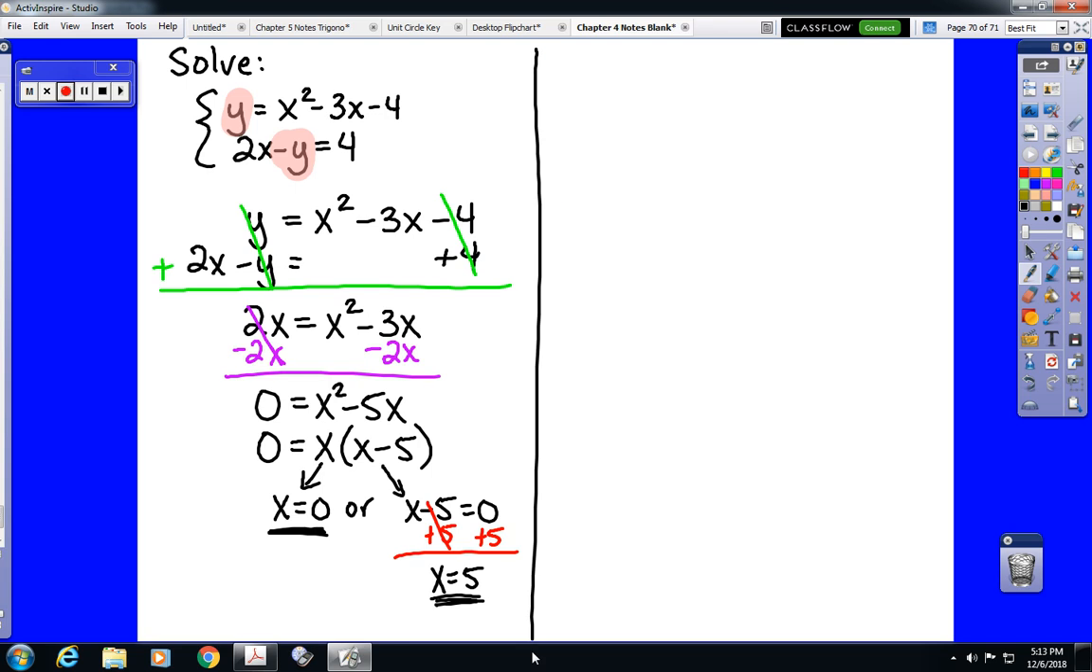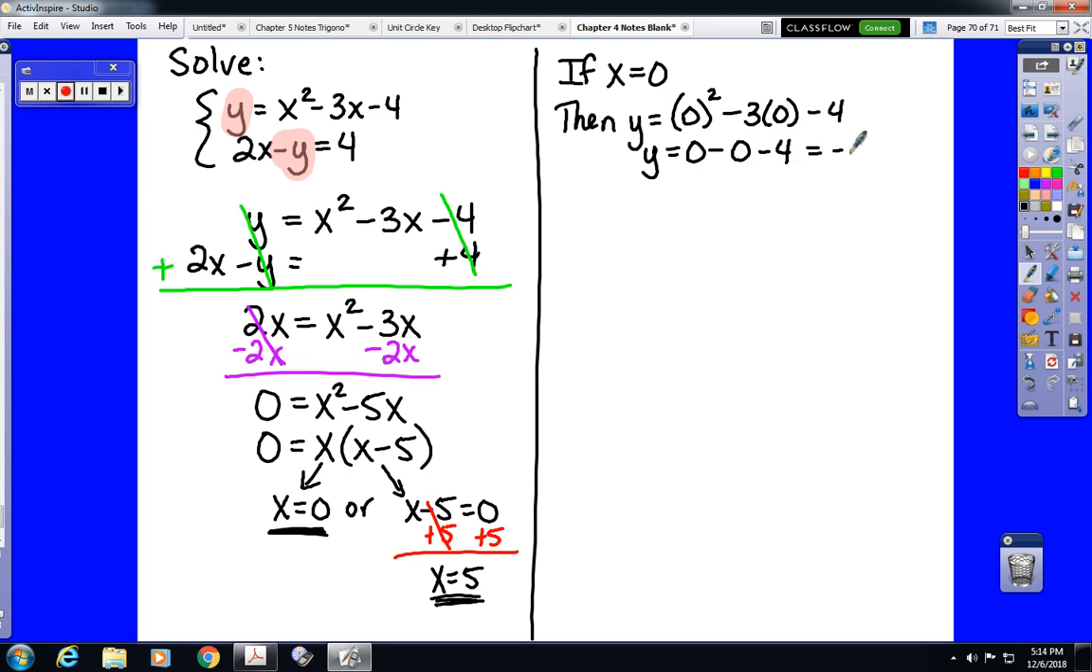So what we're going to do with that is we are then going to turn our attention to figuring out what y equals. So we're going to take our first x value, x equals 0, and we're going to plug it into the first equation because that's the one that's already solved for y. So we'd say then y equals 0 squared, because it says x squared over here, minus 3 times 0, it's minus 3x, minus 4. And we simply evaluate what that is. So that would be 0 minus 4, or negative 4. So that would be the point 0, negative 4 for my first solution.